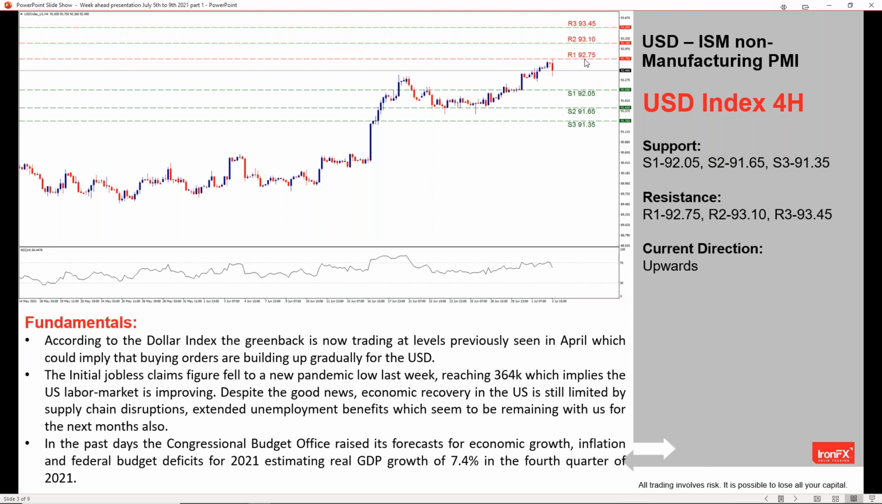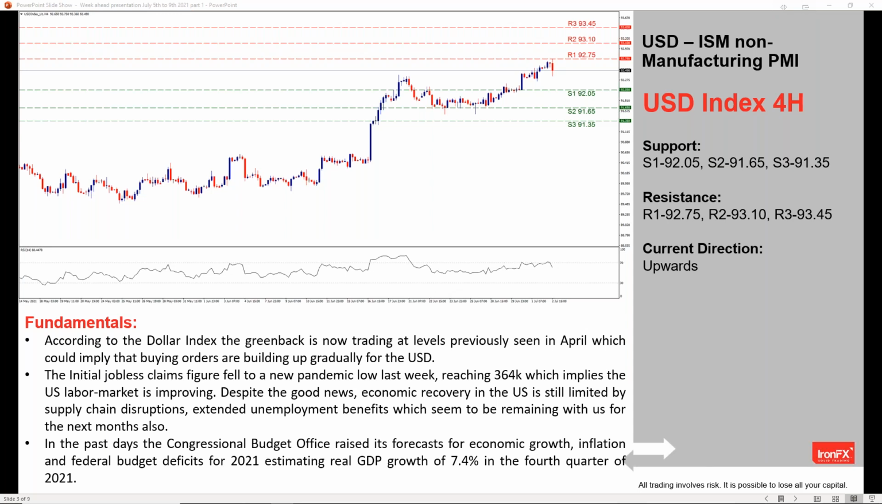I believe that the R1 is the determinant. If the currency manages to break above it, then we could be seeing the R2 93.10. And as I said, two support levels are important for me, the S1 and the S2. The S3, I believe, is in an extended selling scenario. Now let's get into what we have about the dollar.